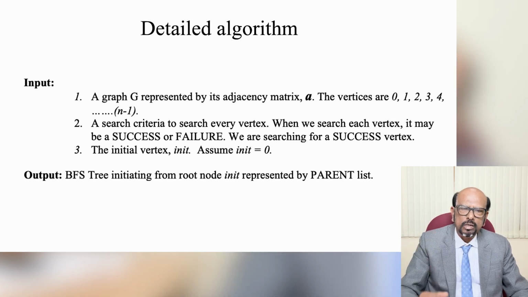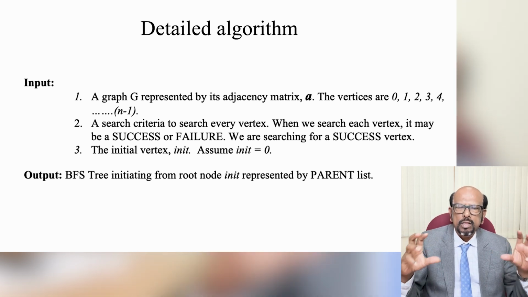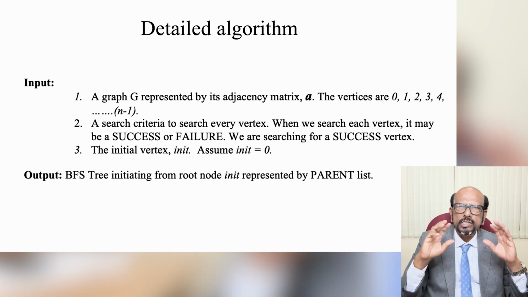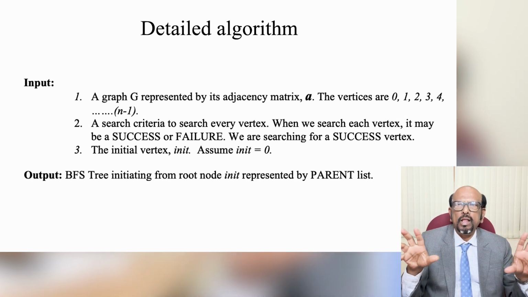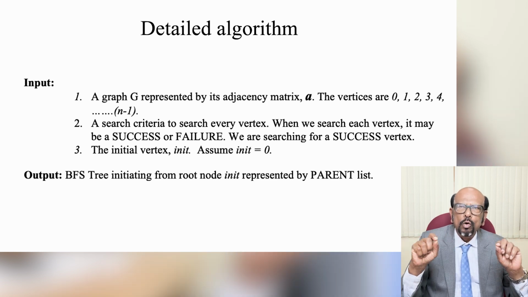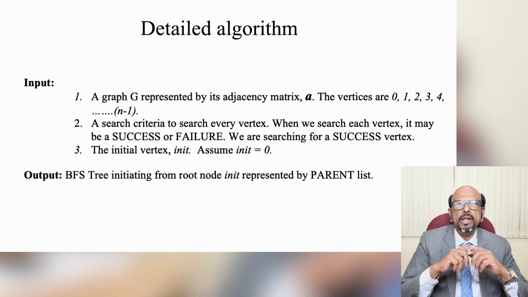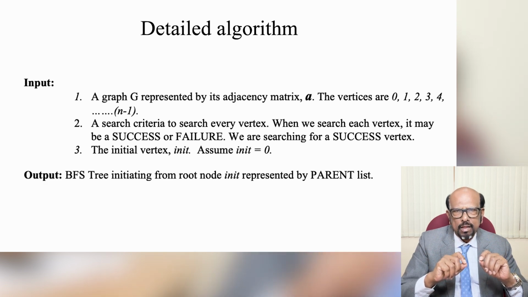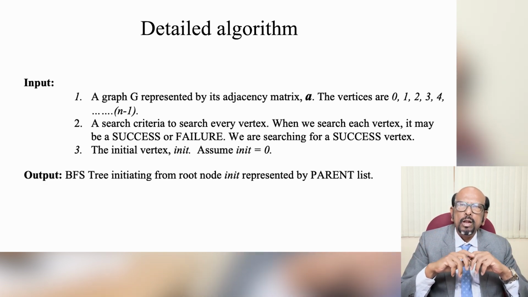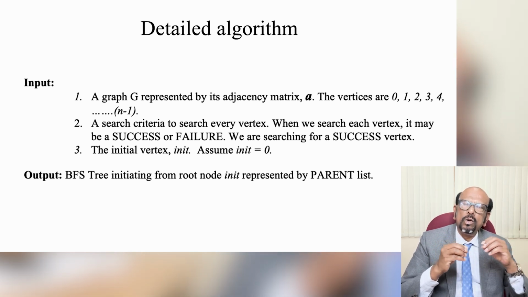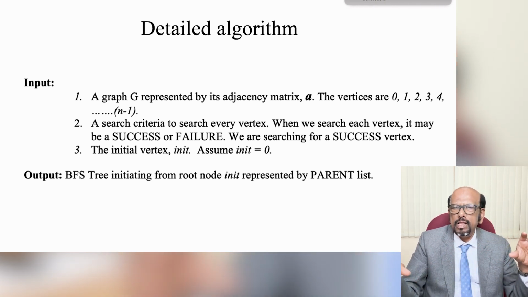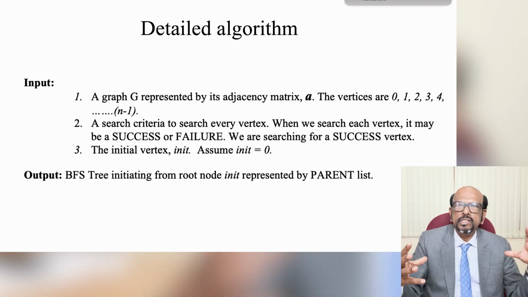Then, what is the initial node? Assume that we start from 0. So these are the 3 inputs. The problem is defined by the graph, which gives you the nodes and the edges. Then there is a Boolean list which says where the solution is, and what is the starting point. So these are the three inputs. Now the output will be: you initialize from 0 and search, and finally you get the BFS tree.